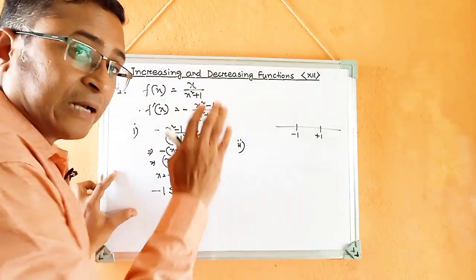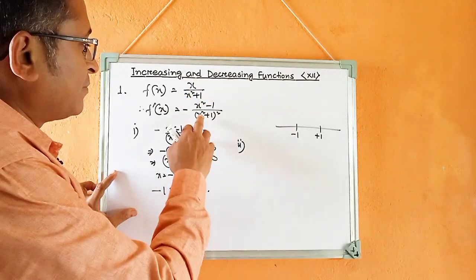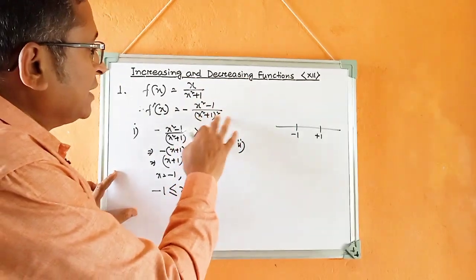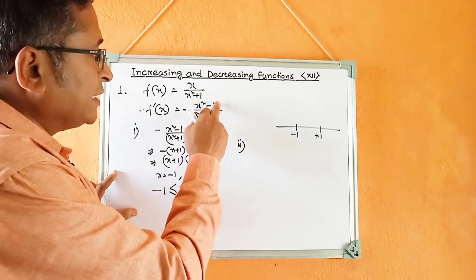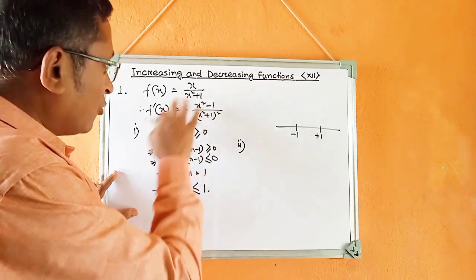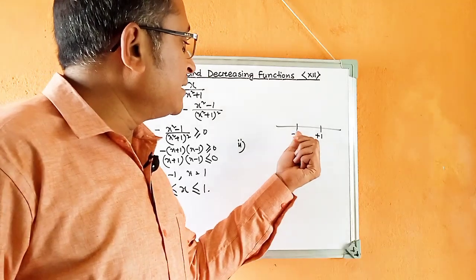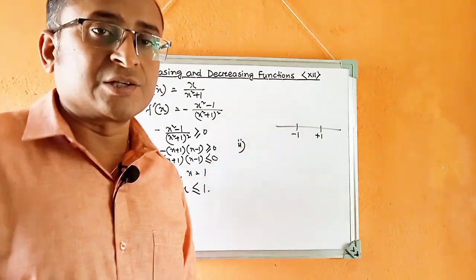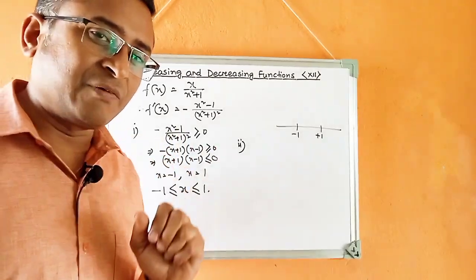That means plus 3. And in the denominator also, instead of x we put any value, we get a plus value. So there is a plus value in the numerator, and in the denominator there is also a plus value. So the whole function gives a minus value. So below minus 1, when we take minus 2, we get a minus value, that means decreasing function.